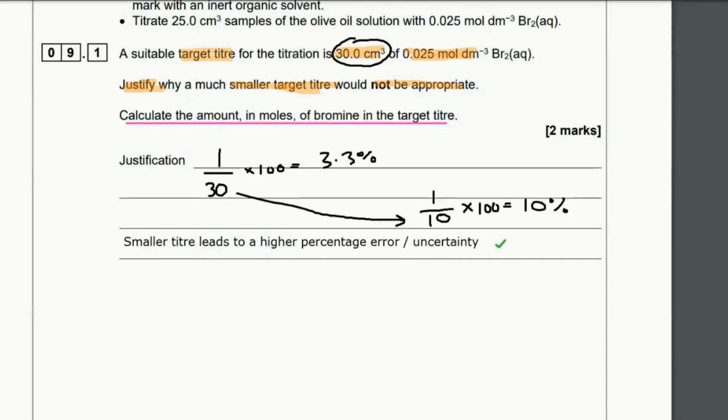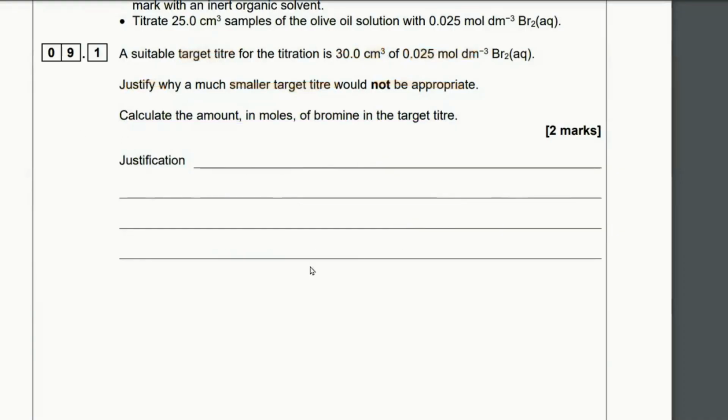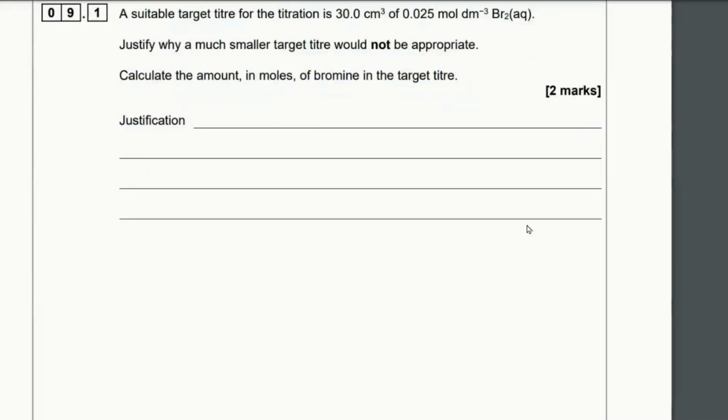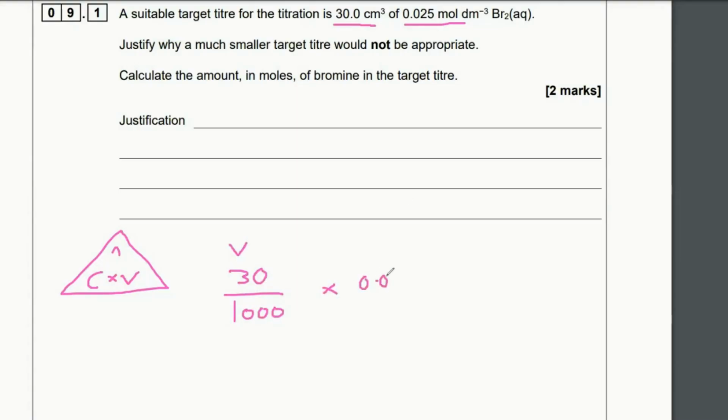Now the second part, we need to calculate the amount in moles of bromine in the target titer. So let's get down to this. You remember the equation, obviously, which is moles, n, over c times v, concentration times volume. Well, they've given us the volume, 30 cm³. We need to turn that into dm³ by dividing by 1,000. And they've given us the concentration, 0.025 mol dm⁻³. So if I times the volume by the concentration, I'm going to get the moles. 7.5 times 10 to the minus 4 moles of bromine is what we have in the target titer.